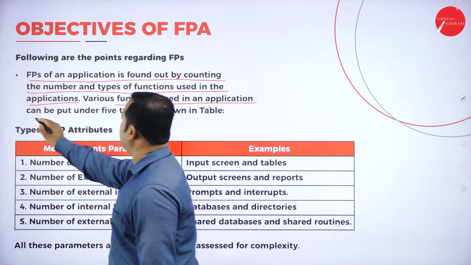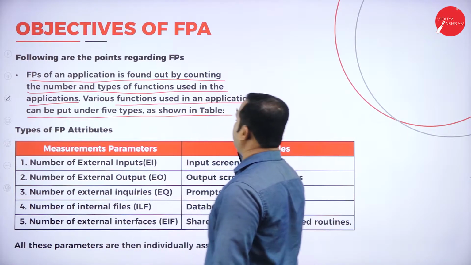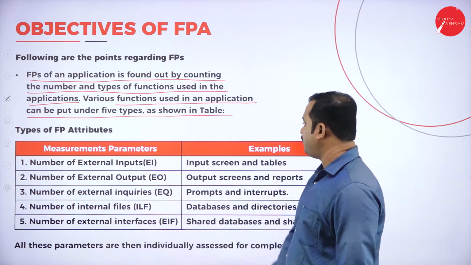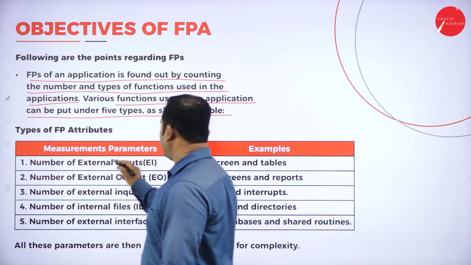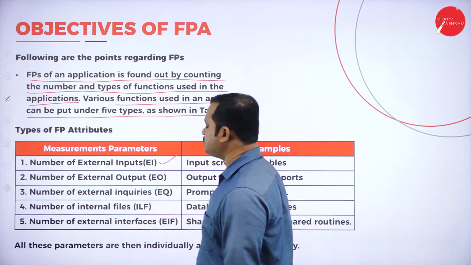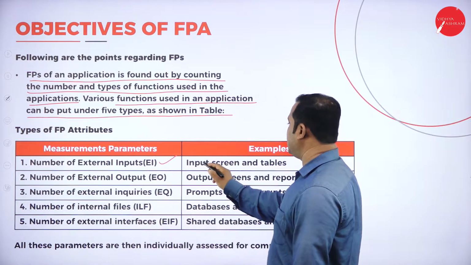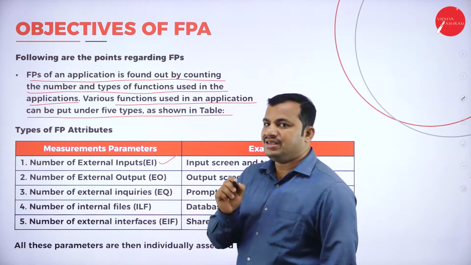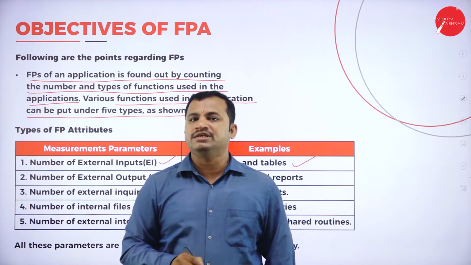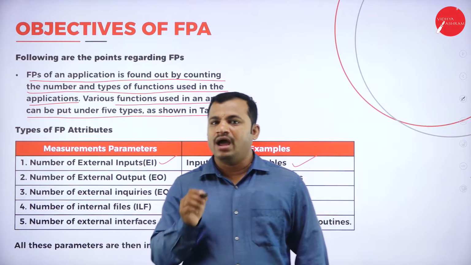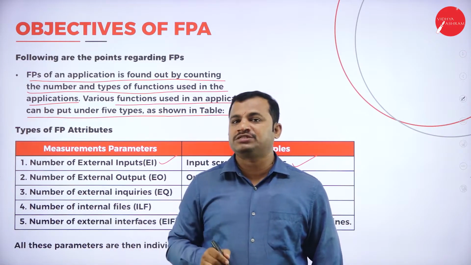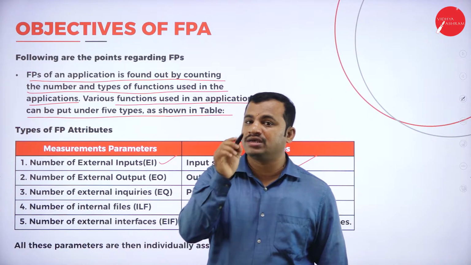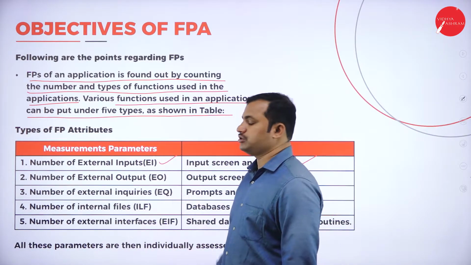Functions used in an application can be put under 5 types. The very first type of function is the number of external inputs. Examples of external input are input screens and tables. Suppose there is a screen to be displayed to the user and tables to be displayed to the user, that is called an external input.